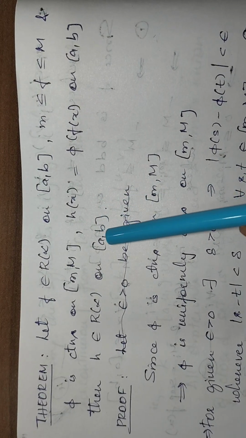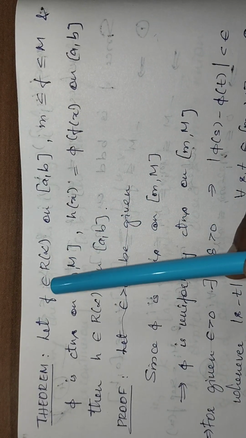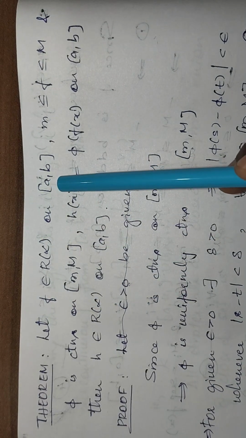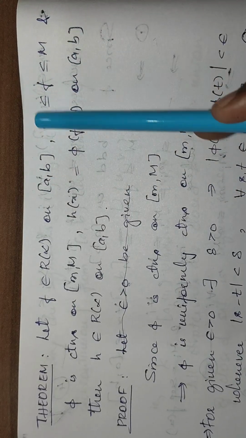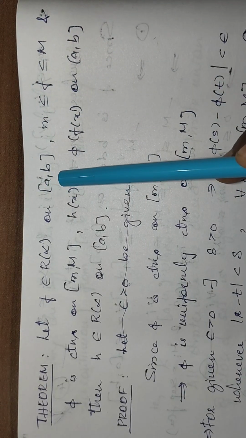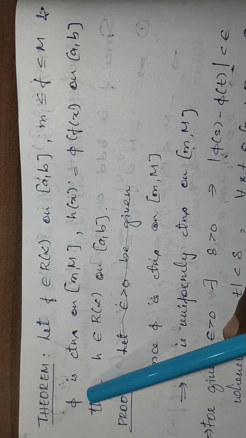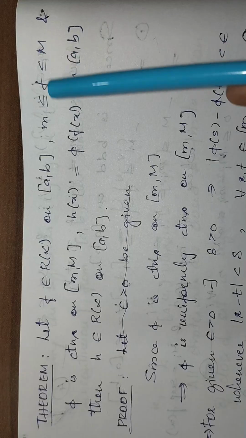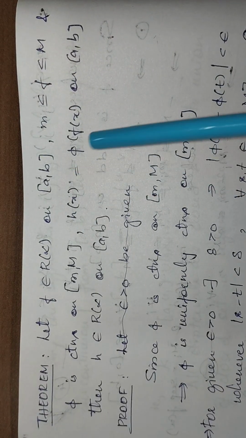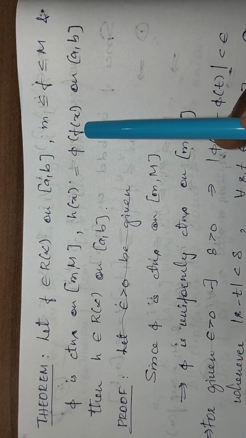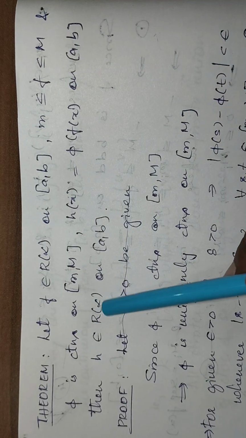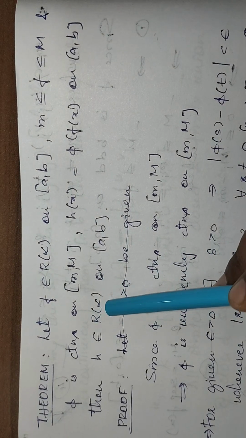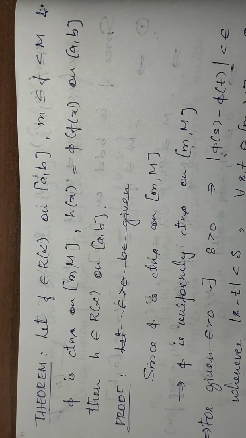So what is the given data here? The given data is that the function f is Riemann-Stieltjes integrable on closed interval a b and it is bounded on closed interval a b. And another function phi is continuous on closed interval small m comma capital M. Then the function h of x, which is the composition of phi and f on closed interval a b, is Riemann-Stieltjes integrable. So this is what we need to prove. Now let's move on to the proof.